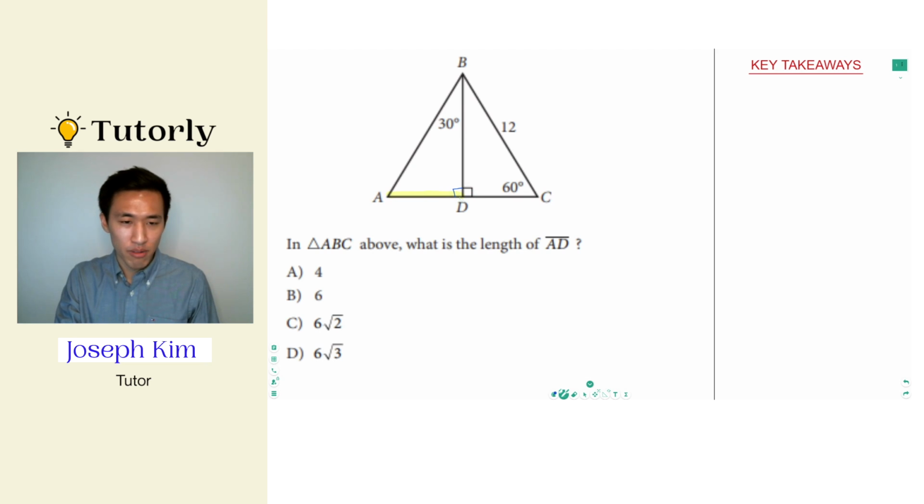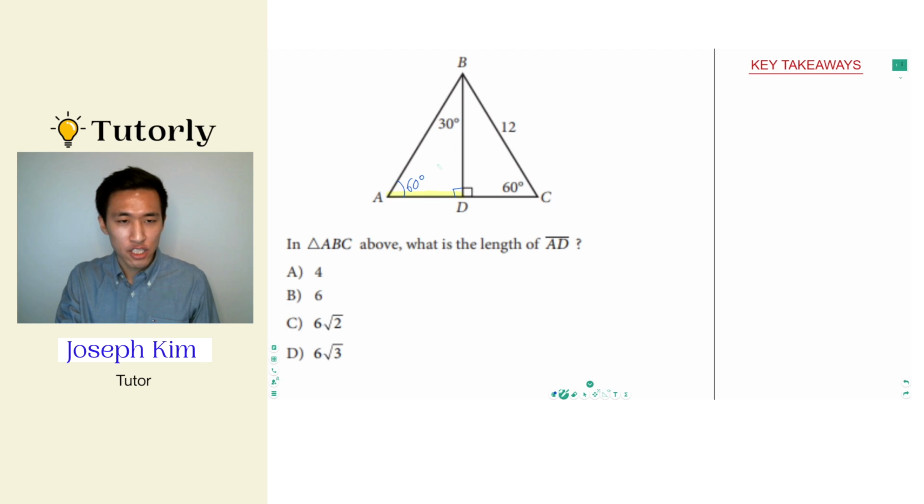And now that we know these two angles to be 90 and 30 degrees, we can solve for the angle A, because the sum of the angles of a triangle is 180 degrees. So 180 minus 90 minus 30 gives us 60 degrees for the measure of angle A.